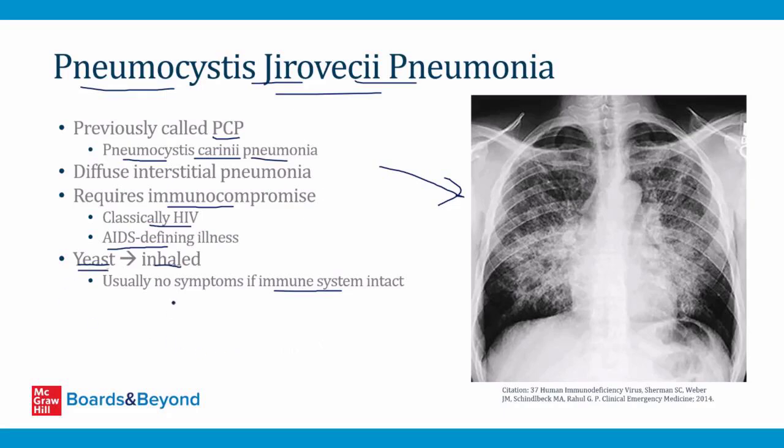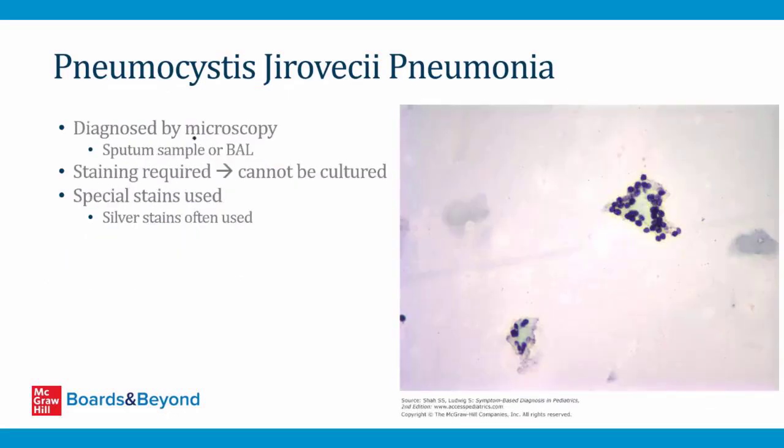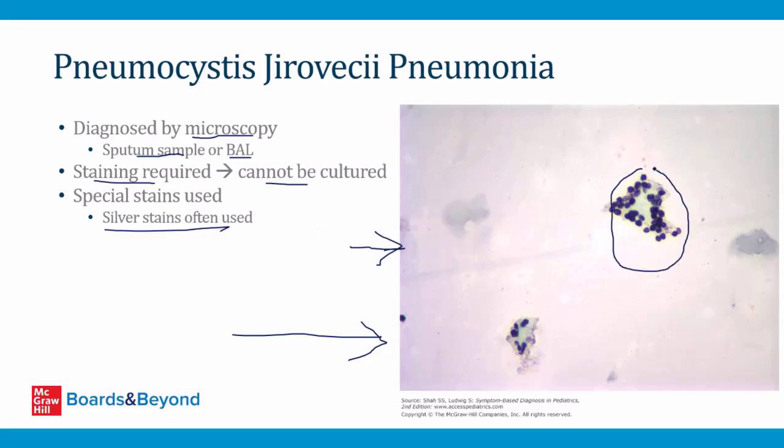PJP is diagnosed by microscopy, so you have to visualize the yeast like what's shown on the slide here, either from a sputum sample or a sample from a bronchoalveolar lavage. You have to use special stains. You can't culture this fungus. The special stain that's often used is a silver stain. That's what's shown here. And it lets you see all the little yeast in these little circled dark things like you see on this slide.